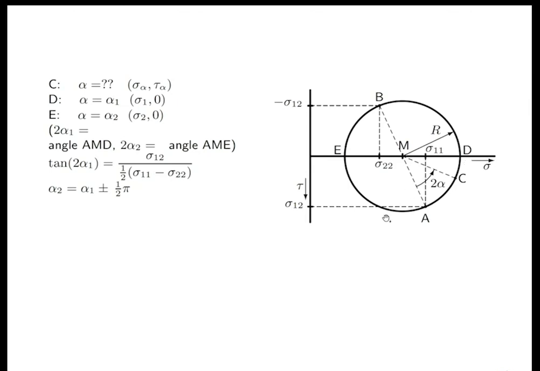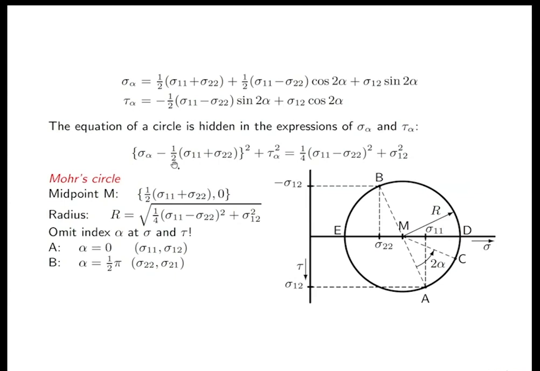Okay, now back to point C. Point C is the one point here which I can get from the equations. The tangent of 2 alpha corresponds to sigma 1 2 divided by sigma 1 1 minus sigma 2 2, half. And that is what I get from the mathematics, from the circle equation definition. I can read this off.